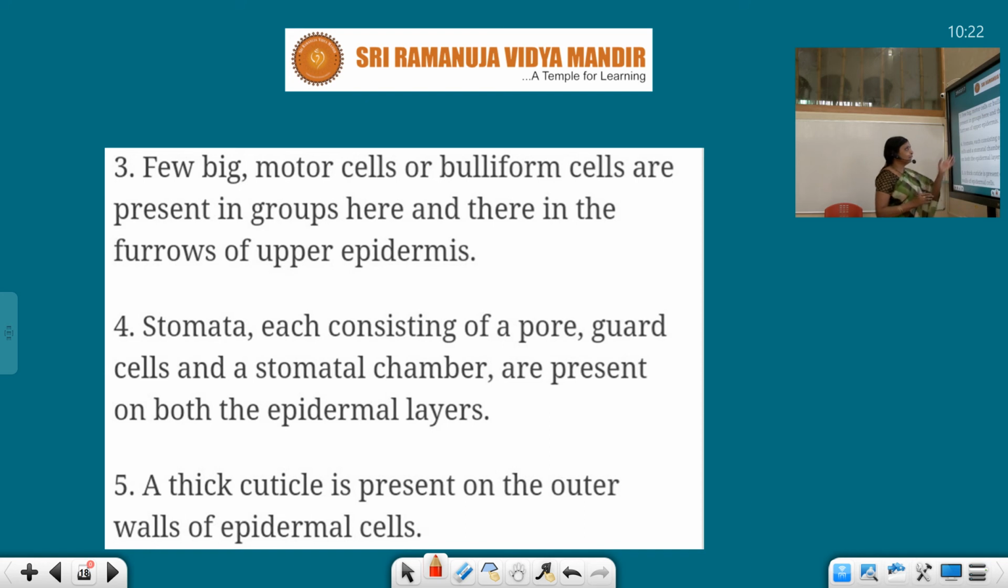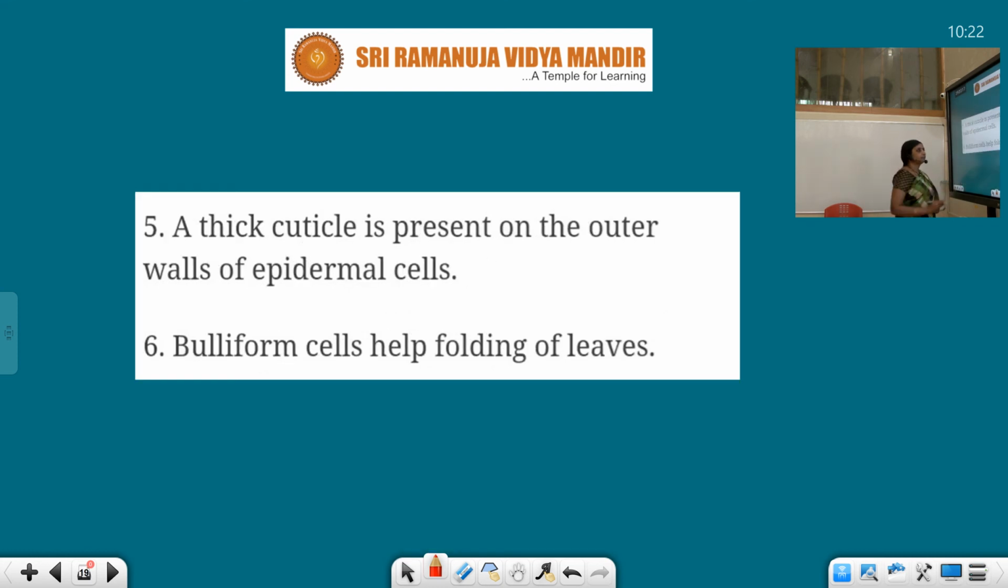So stomata, each consisting of a pore and guard cells and a stomatal chamber, are present, which is known as substomatal cavities, also on both the epidermal layers. Stomatal chamber is present. A thick cuticle is present on the outer walls of the epidermal cells. Bulliform cells help folding of leaves. So rolling of leaves or folding of leaves, or you can say curling of leaves, we can see.